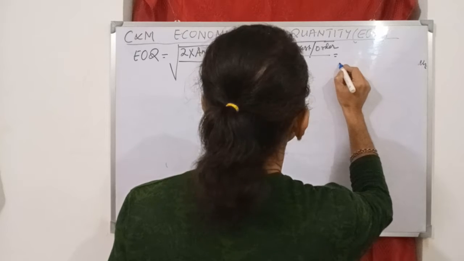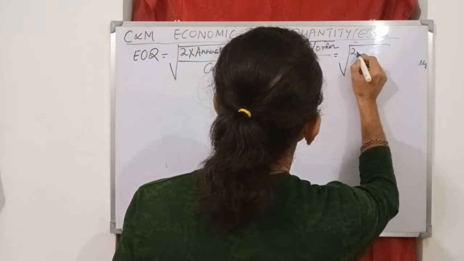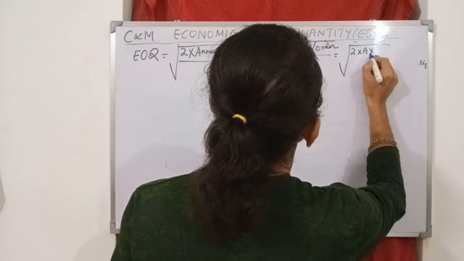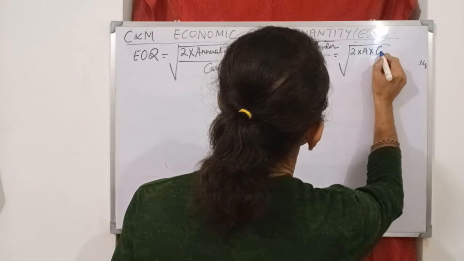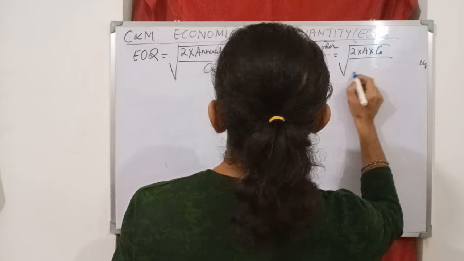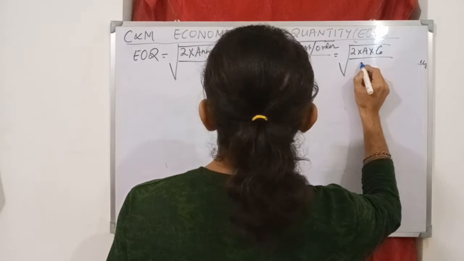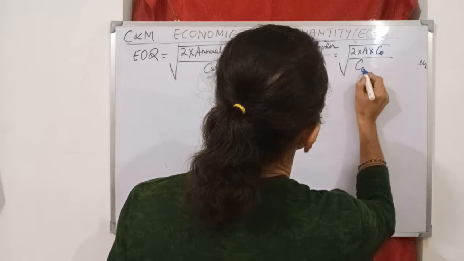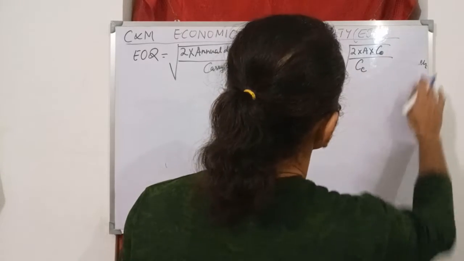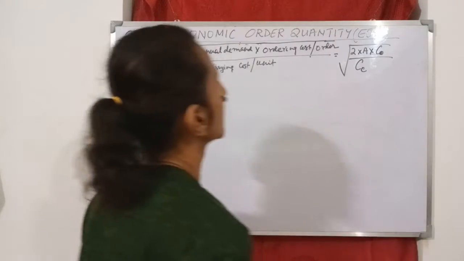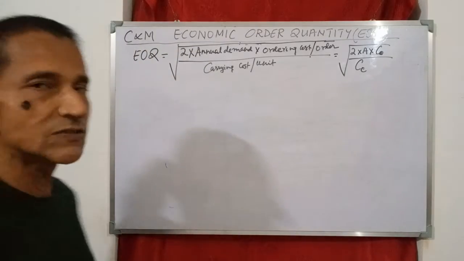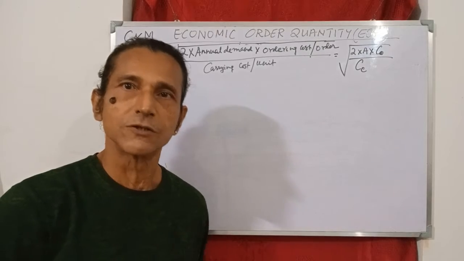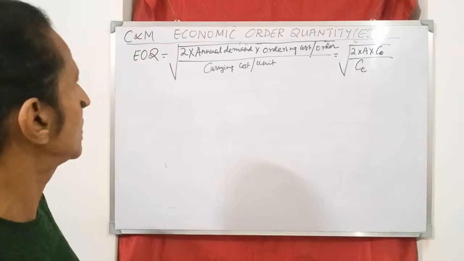We can write in abbreviation like this: root over 2 into A into C sub O divided by C sub C. C sub O is the ordering cost per order, and C sub C is the carrying cost per unit. Now this formula can be derived in 2 ways, and I shall show the 2 ways of deriving the formula of EOQ.